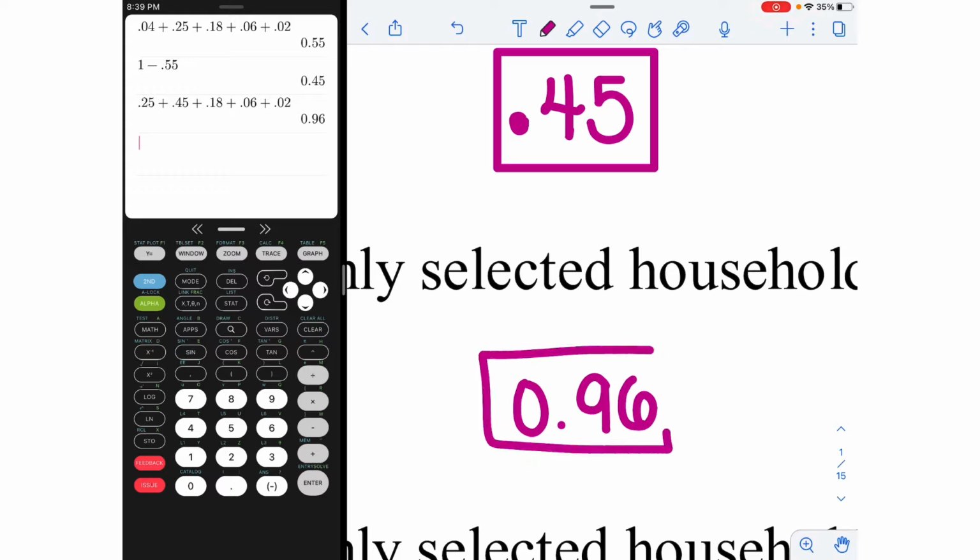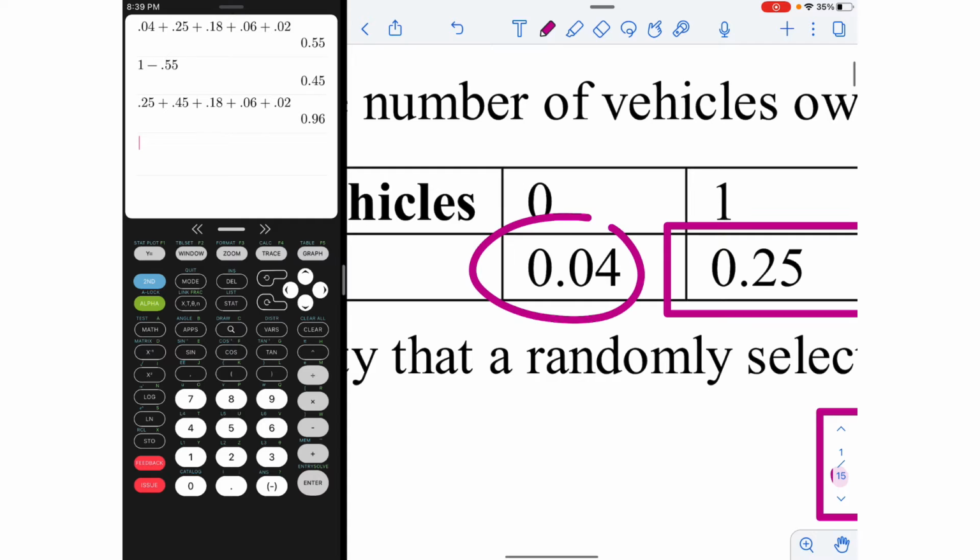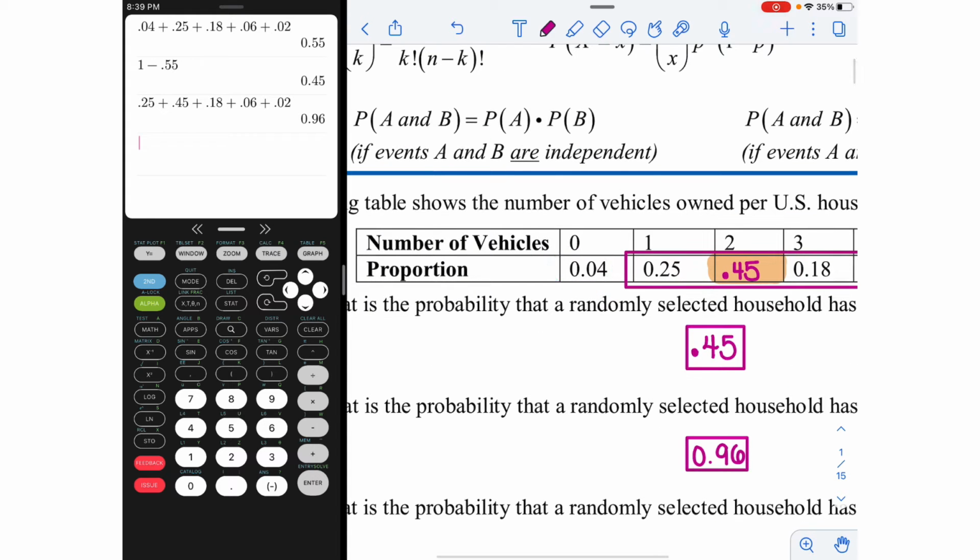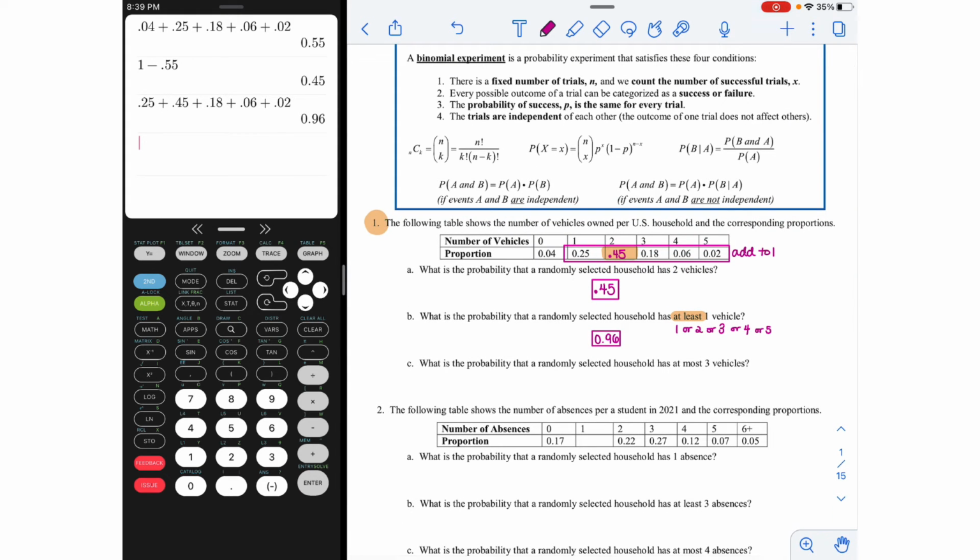In the answer key, they do the number 1 minus the only one that it's not for at least 1, which is another way to get the correct answer. But that's how my brain works, is to add up the numbers.